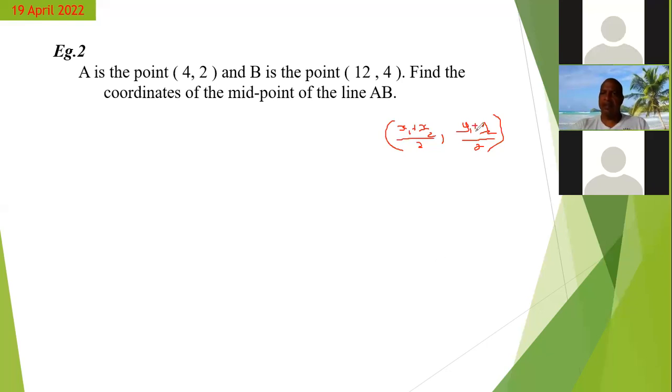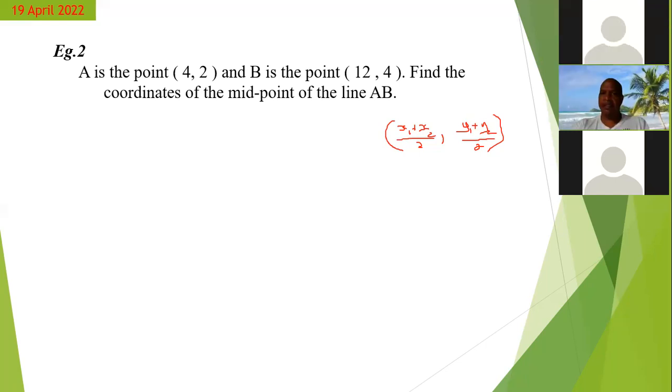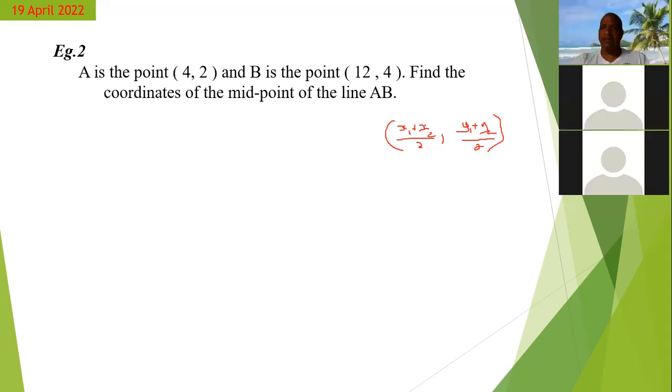All right, Ms. Wilson is ready. What about you, Ms. Green? You finished yet? All right, so what do you get for your coordinates, Ms. Wilson? 8 and 3, sir. What did you get, Ms. Green? Same thing, sir. Okay.